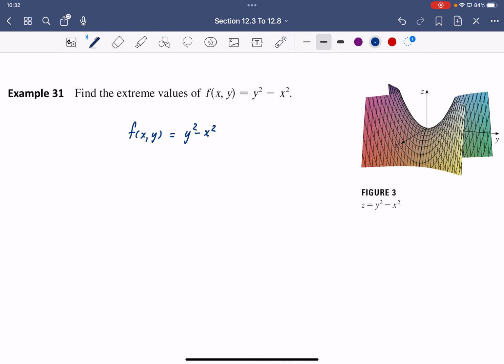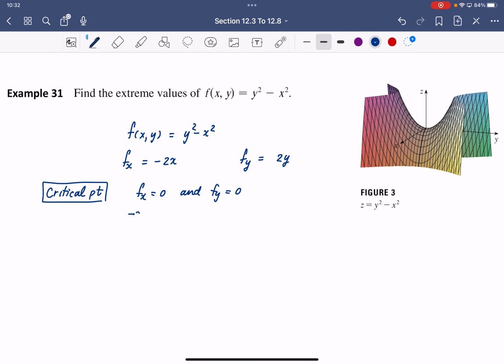So you take the first derivative with respect to x, so you're going to get minus 2x. You take the first derivative with respect to y, so you're going to get 2y. So to find the critical point, you need to set fx equal to 0 and fy equal to 0. So you set both of them equal to 0 and then you solve. So it's going to be minus 2x equal to 0 and 2y equal to 0. You solve this equation.